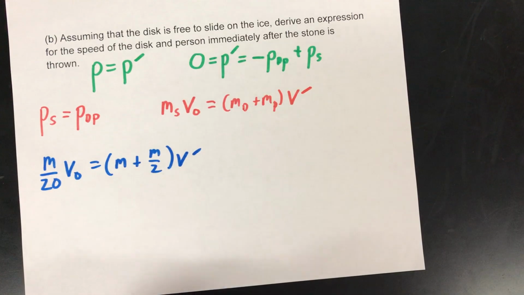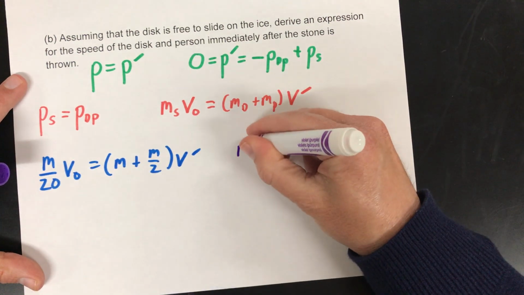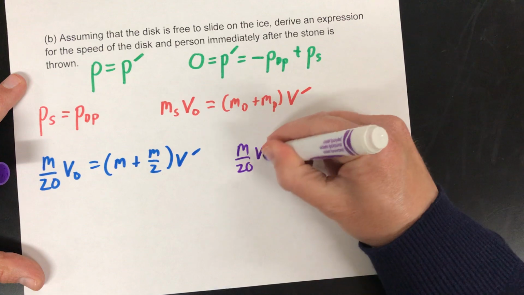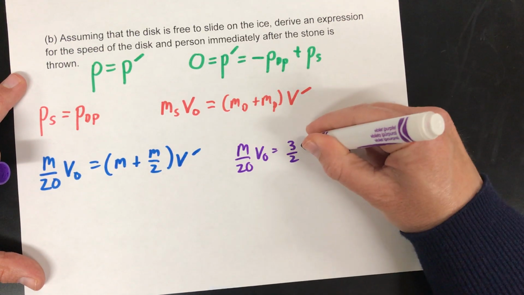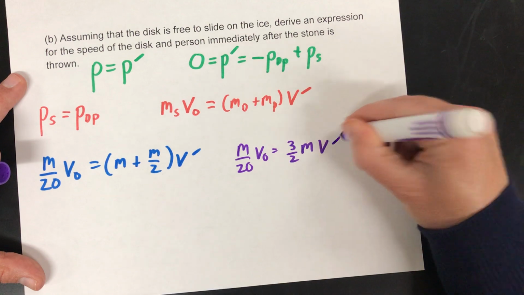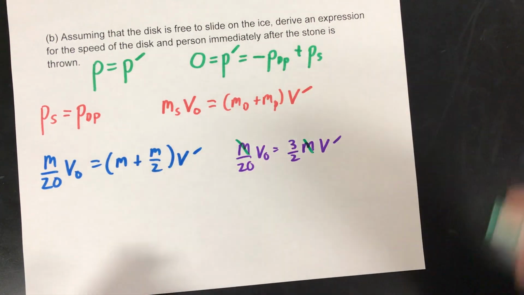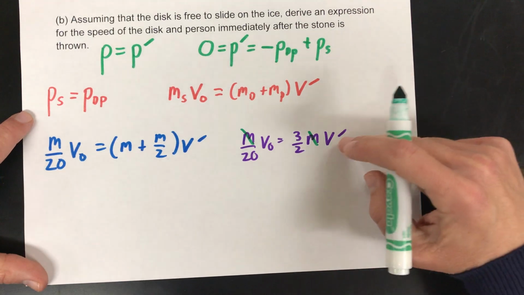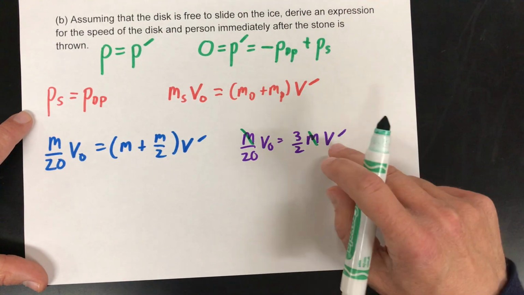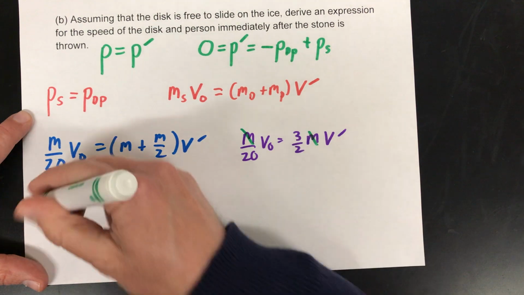Let's now add these two together. 1 plus a half is 1.5. So now we have m over 20 times v0 is equal to, let's just write it as 3 over 2 m times this unknown velocity. We can see here that our masses will cancel out. So it's the ratios that matter, not the actual number there, in terms of determining the final velocity. So now let's get this v by itself by multiplying each side by 2/3.